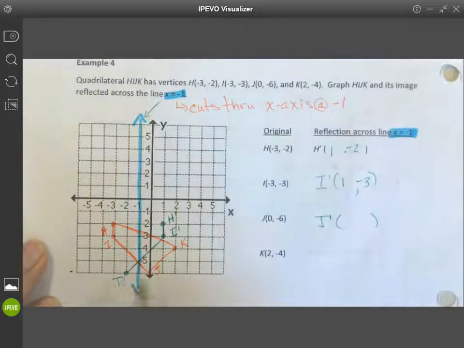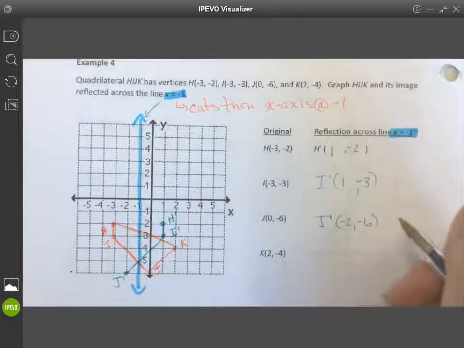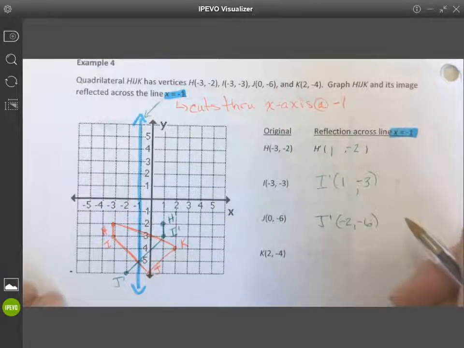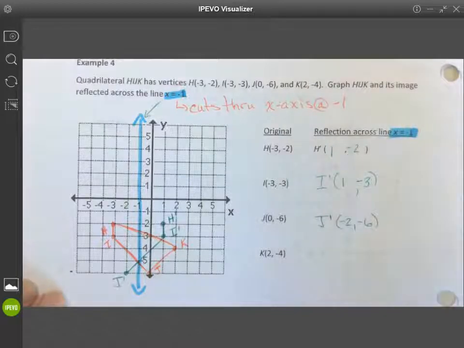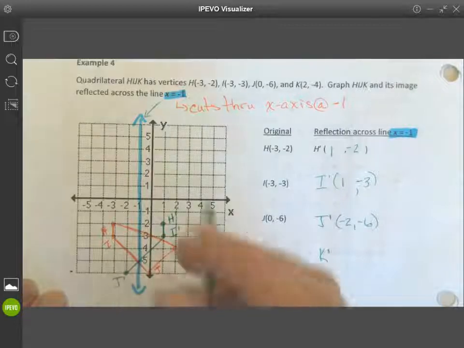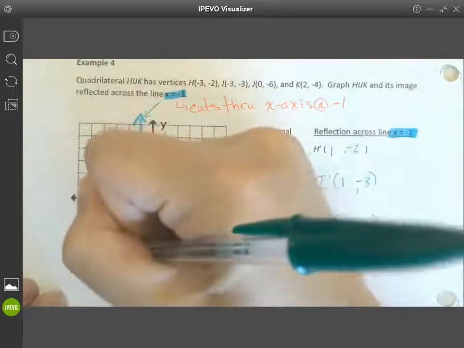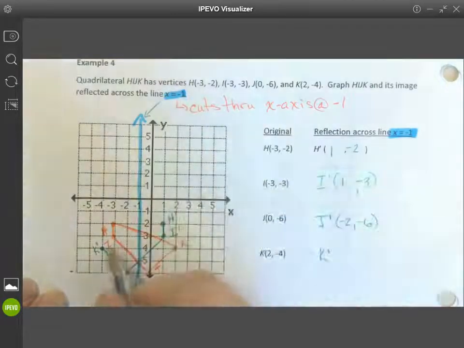Okay. What is J prime? Do you guys agree? -2, -6? All right. And then the last thing is K prime. All right. Well, it's 3. 1, 2, 3. I almost used my line. 1, 2, 3 for my reflection. 1, 2, 3 to the right. That is K prime. Go ahead and connect it.